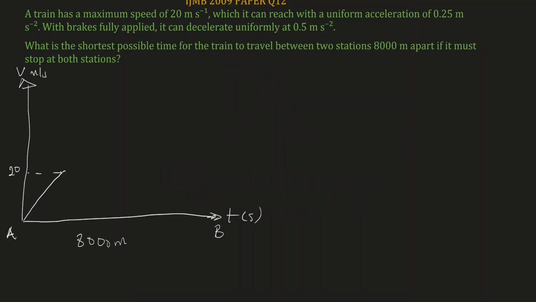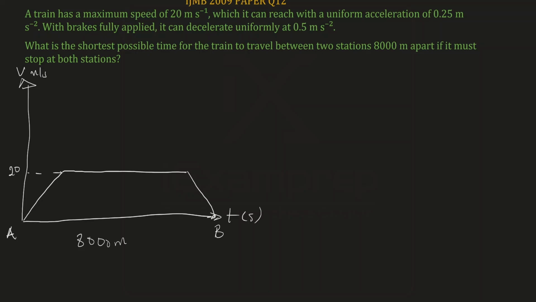If time is enough, that means it's going to maintain this speed for a particular time, and then when the brakes are fully applied, it should stop at this point B. So this is deceleration. We do not know the time it takes to accelerate, and we do not know the time it takes to decelerate. What we are looking for is the shortest possible time. So that means the shortest possible time must be the time it takes to accelerate and the time it takes to maintain this speed plus the time it takes to decelerate on full application of the brakes.